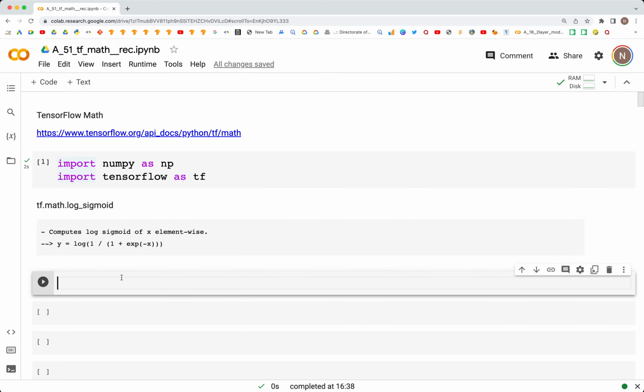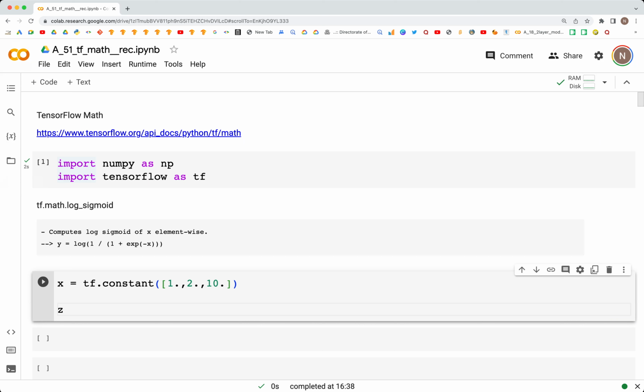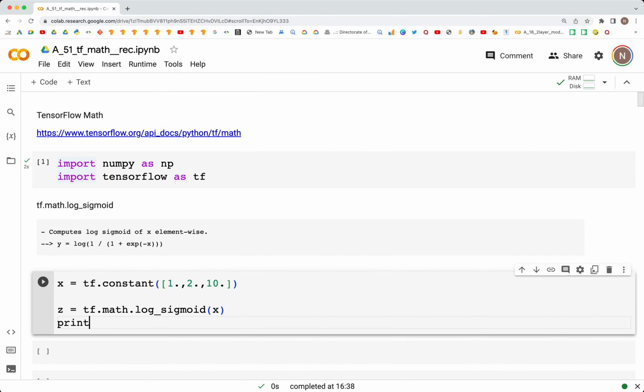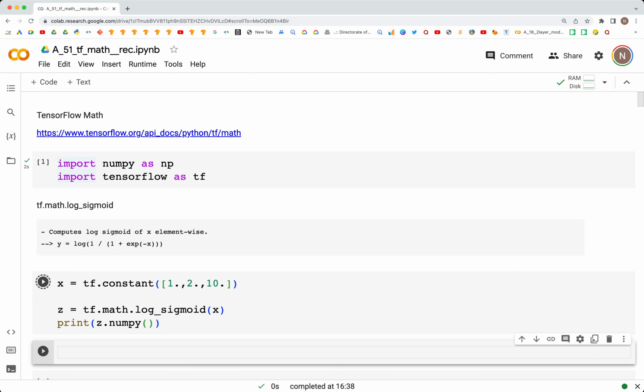Let's now look at how we can calculate the log sigmoid in TensorFlow. For this, we'll create a tensor x equal to tf.constant, and the values we'll use are 1, 2, and 10. To calculate the log sigmoid, we'll type tf.math.log_sigmoid and input x.